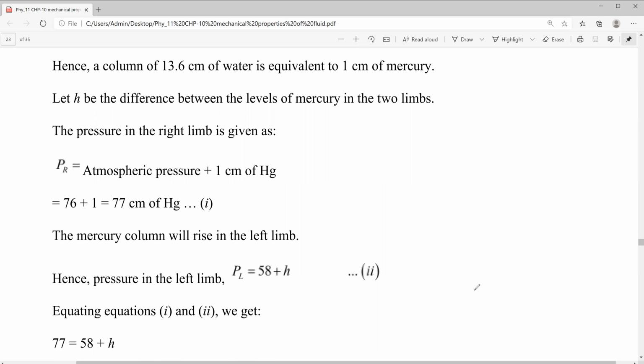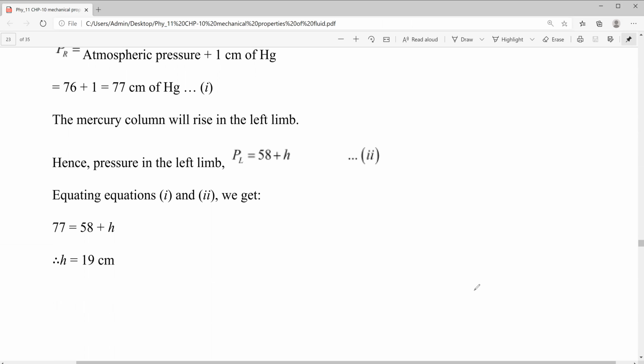Hence, h is the difference between the levels of mercury in the two limbs. Therefore, the pressure in the right limb is given by the formula atmospheric pressure plus h centimeter of Hg. Let's consider that as equation 1. And the pressure in the left limb, PL, is 58 plus the height. Let us consider that as equation 2.